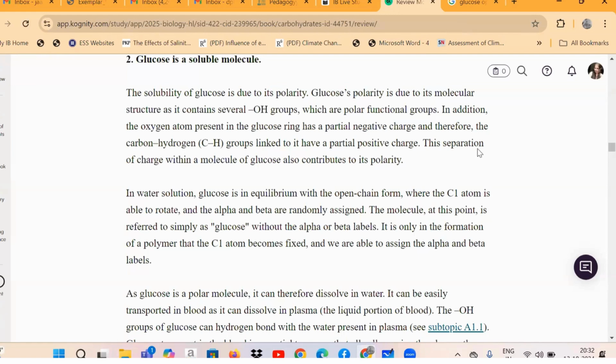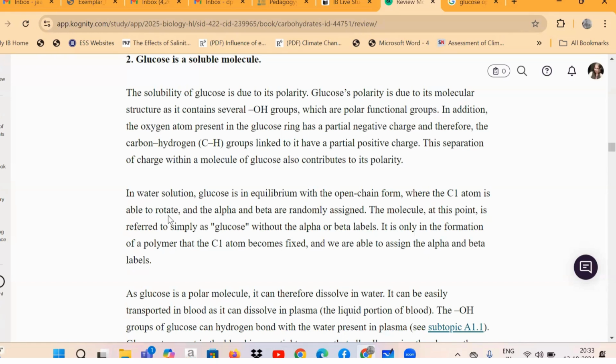Since glucose is in equilibrium with the open chain form, carbon 1 has the ability to rotate, and alpha and beta are randomly assigned. The major cause of the glucose molecule being soluble is its polarity. Because of that, where is this property applied? What are the applications of glucose being soluble? Where is that property being used?